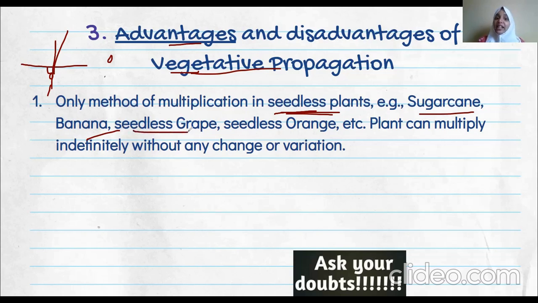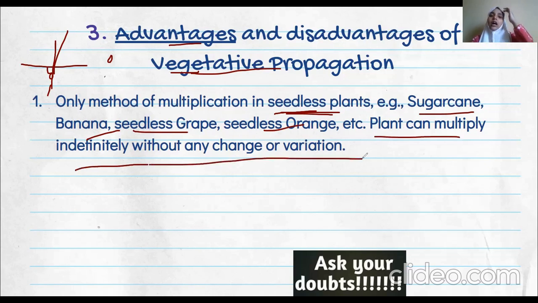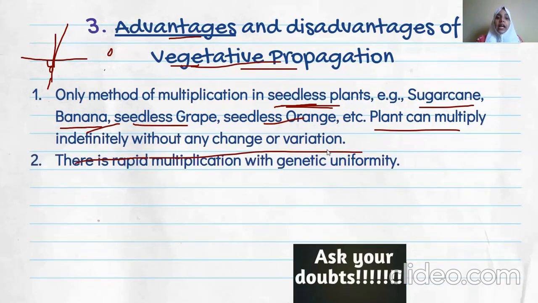Yes, seedless grapes, seedless orange. Yes, you get these varieties these days. So plants can multiply indefinitely. They can just grow, grow, grow without any change or variation. So if you are growing a banana by vegetative reproduction, it will give rise to banana plants only. So no change or variation you will see in this particular process. It is very rapid and the uniformity of the genes is maintained. So that is what we mean by no change or variation, which leads to genetic uniformity.